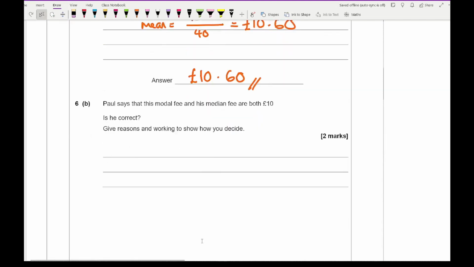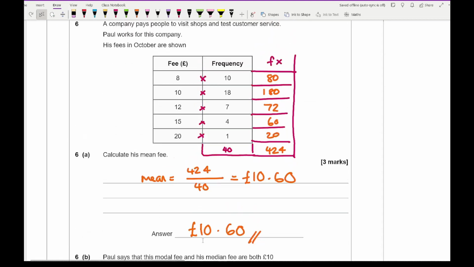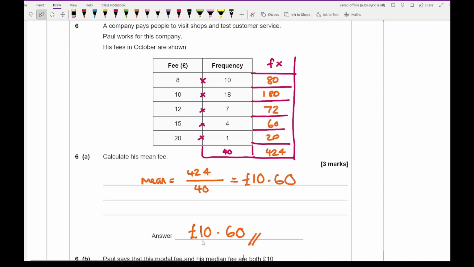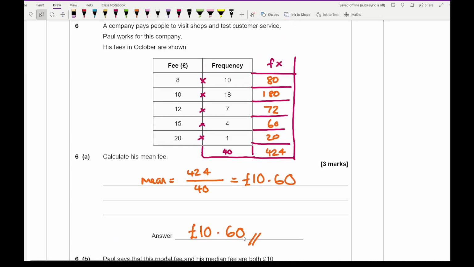Then it says Paul says that the modal fee and the median fee are both £10. Is he correct? Well, here the modal group is the one that's the most popular. As you can see, that is £10. So the modal group equals £10.